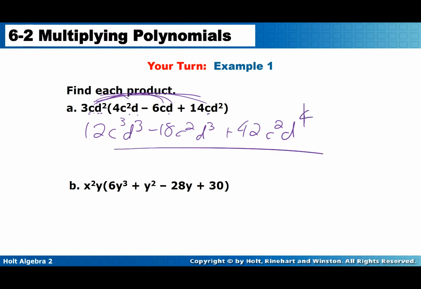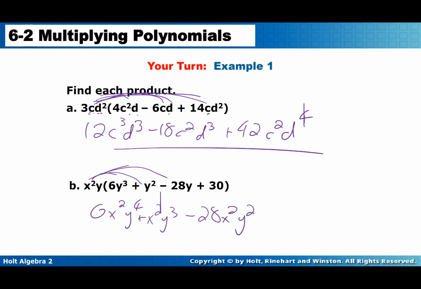So there you go. And the last one, we have 6x squared y to the fourth. This one would be x squared y to the third plus x squared y to the third. This one would be minus 28 x squared y to the second. And then the last one would be 30x squared y. So again, really, when it comes to these variables, when I put 1y with 2 y's, I know I'm making 3 y's. So I'm just remembering just adding those exponents up when I come across those variables.